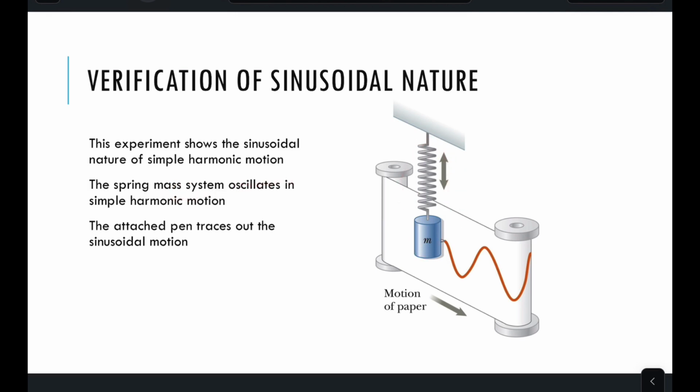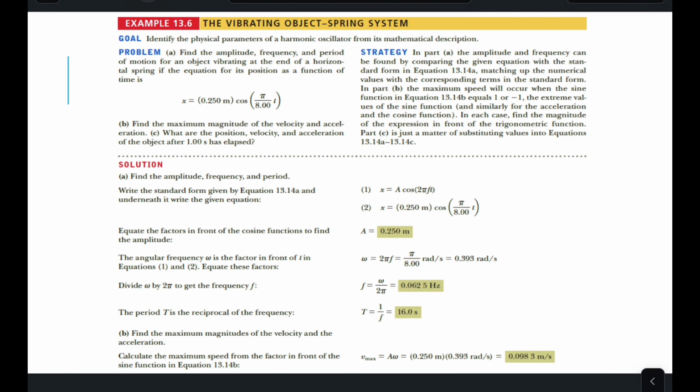The spring mass system oscillates in simple harmonic motion because the force within the spring obeys Hooke's law, which is always going to bring the block back to its equilibrium position. The attachment traces out the sinusoidal motion. Take a look at example 13.6.